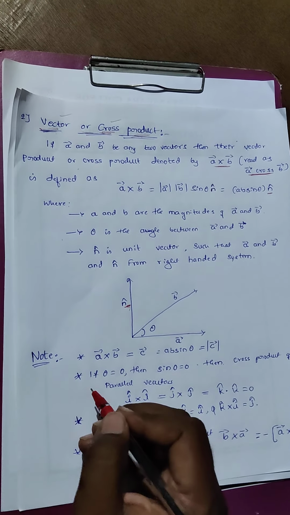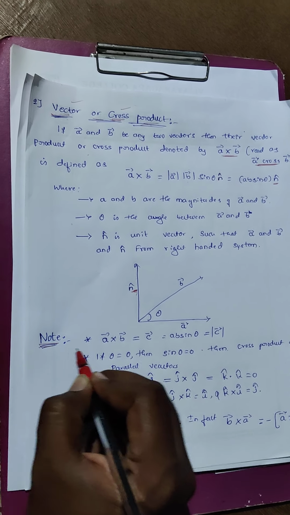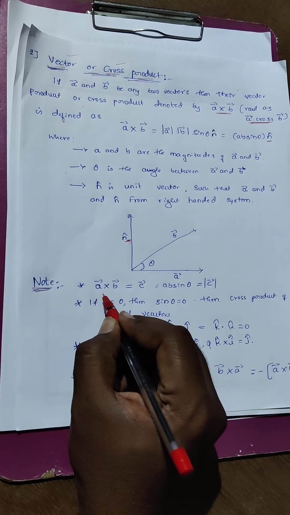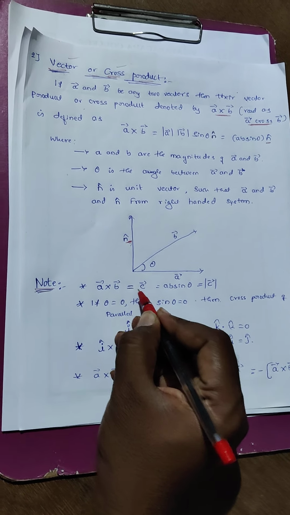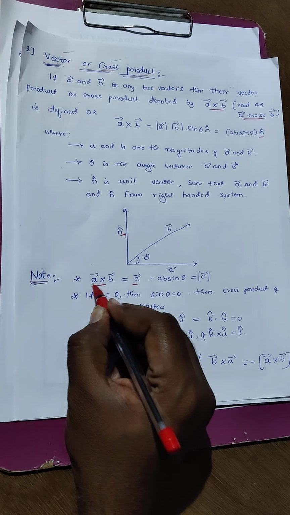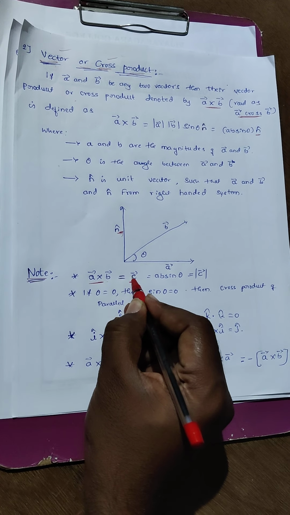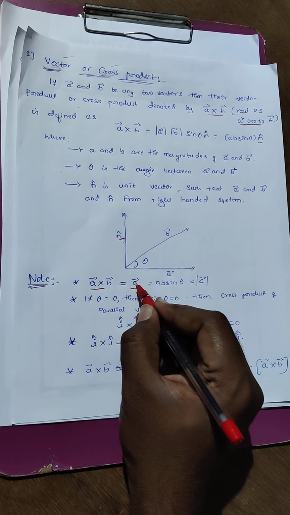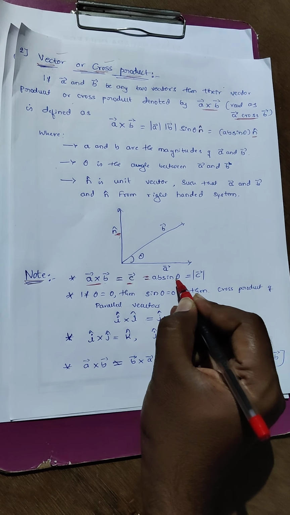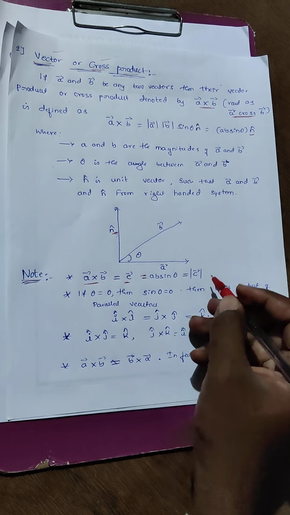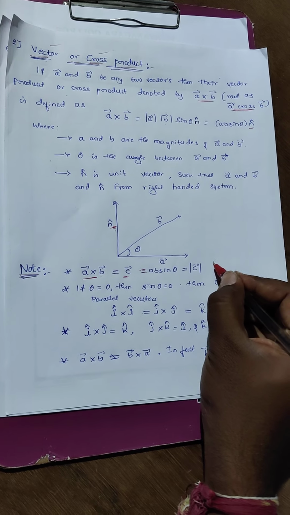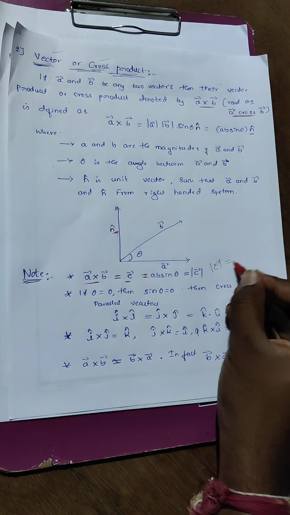The important notes for vector product or cross product are given below. First, we denote a cross b is equal to c. Here vector a cross vector b is equal to vector c. The resultant is also a vector, and this is equal to ab sin theta, and ab sin theta is the magnitude of vector c and is equal to c.